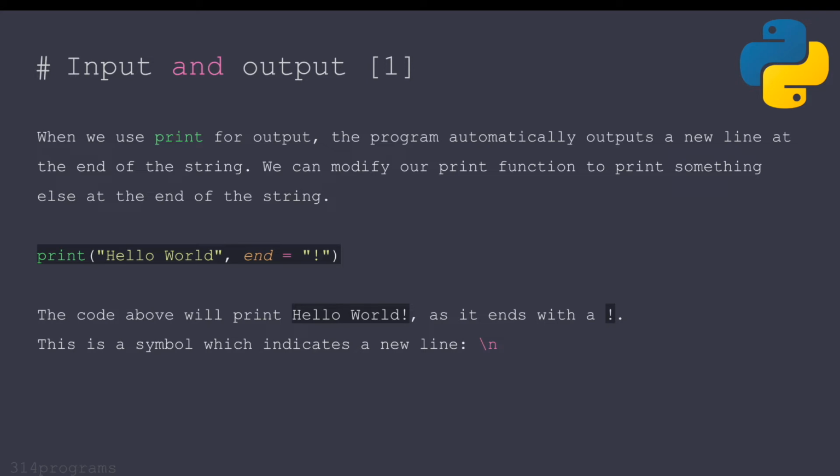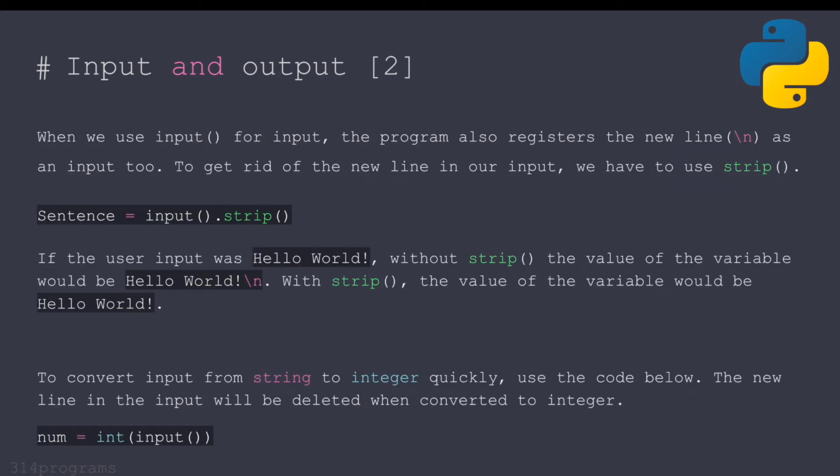The code will print hello world with an exclamation mark, as we mark the end with an exclamation mark instead of a new line. The symbol which indicates a new line is \n. When we use input for our user input, the program also registers the new line \n as an input too. To get rid of the new line in our script, we have to use the function strip.